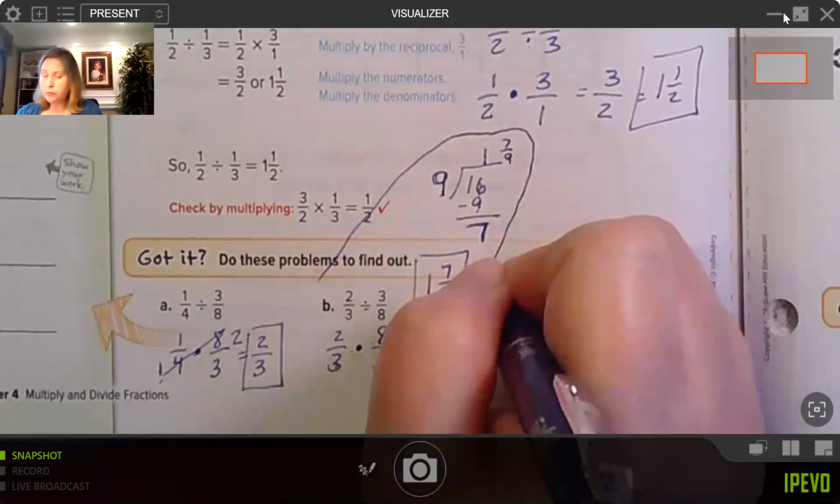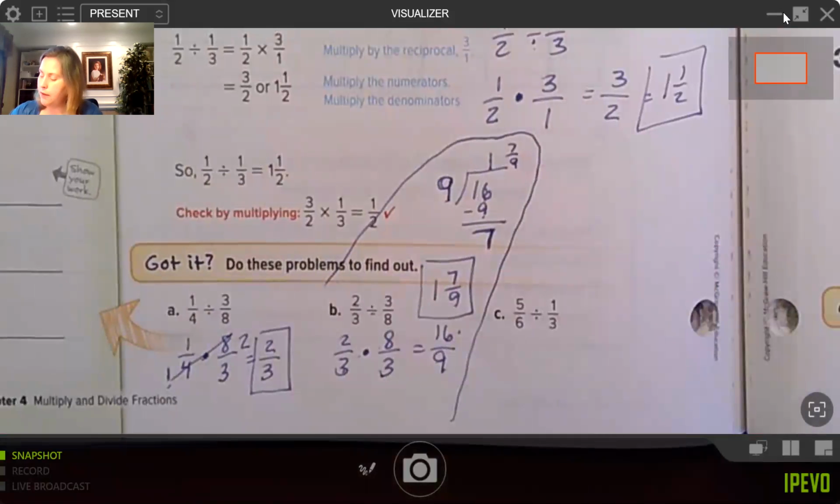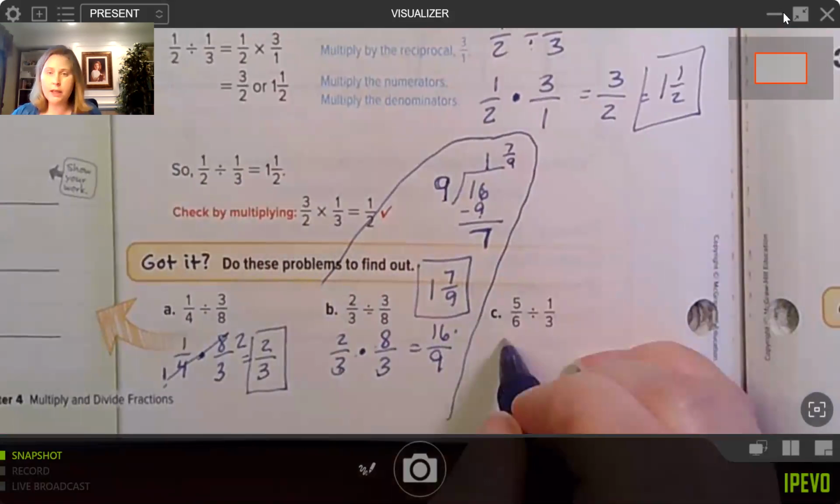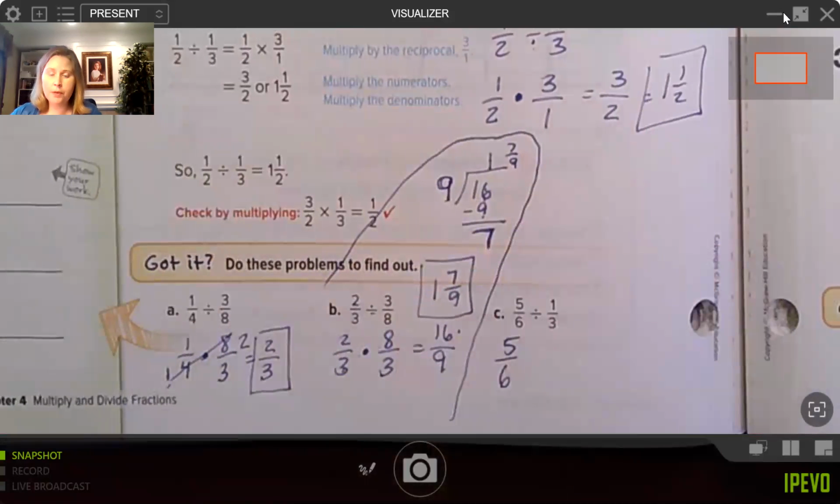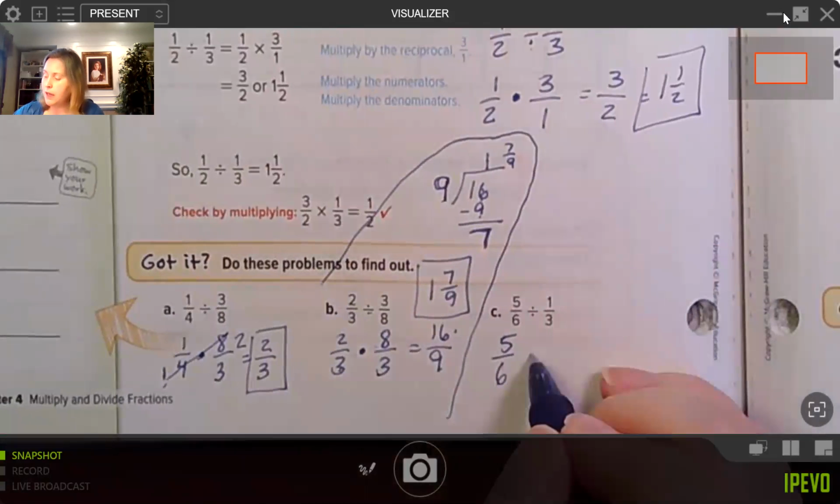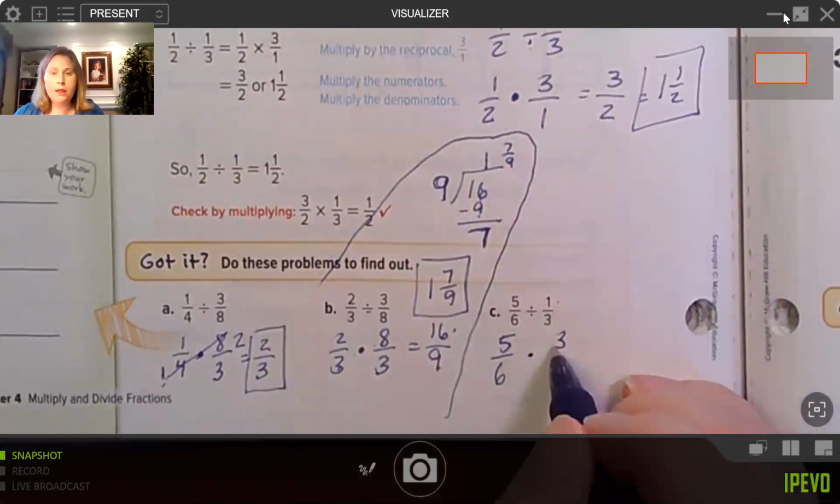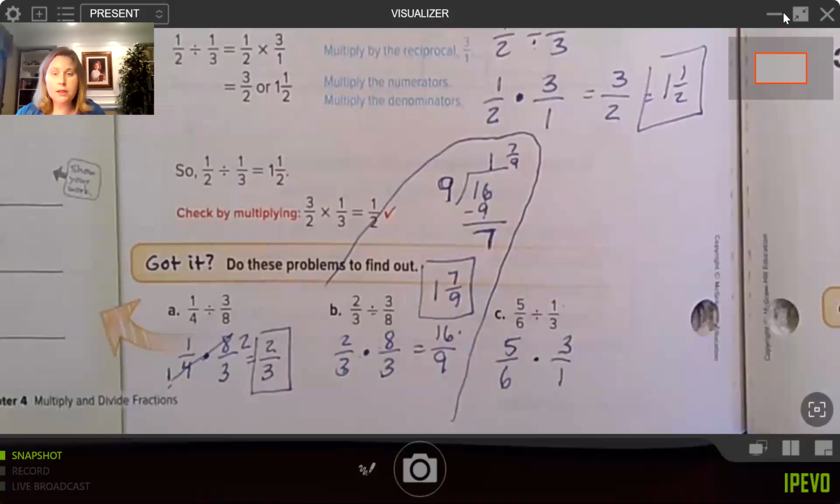Okay. And then letter C, we have 5/6 divided by 1/3. We leave that first number alone because that's the quantity that we're starting with. That's what we're given. That's the amount that we have. Then we will change the divide to times. And then if we change divide to times, we have to change 1 divided by 3 into 3 divided by 1. And then we check to see whether we can cross cancel, and we can.